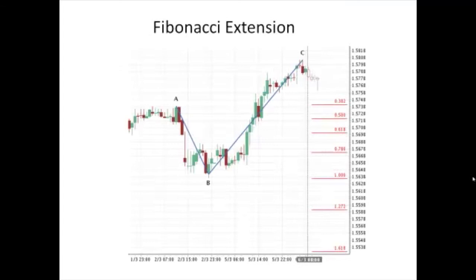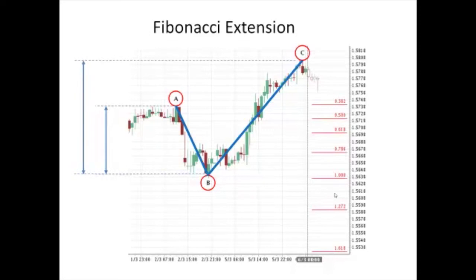First, the extension. The 3 points of the extension, marked A, B, and C, form a shorter line followed by a longer line. Looking purely at the price difference between A and B, and relating that to the price difference between C and B, if these two are in Fibonacci proportion, then we classify it as an extension.